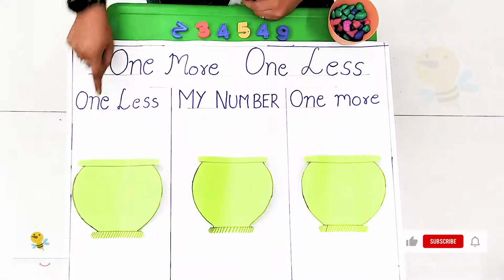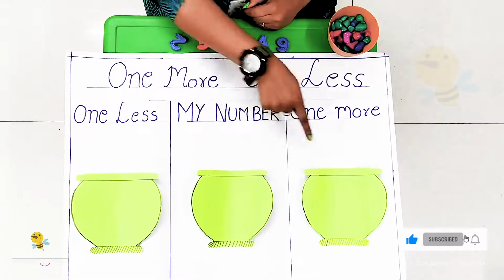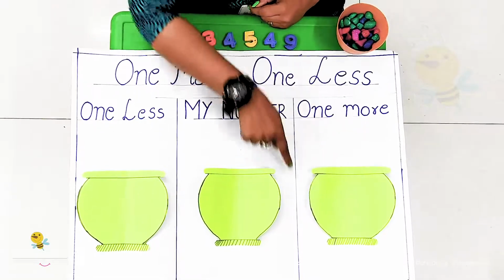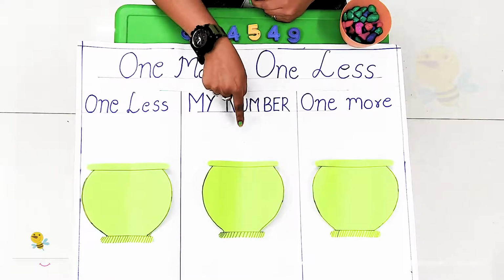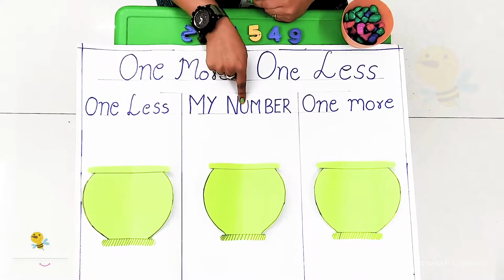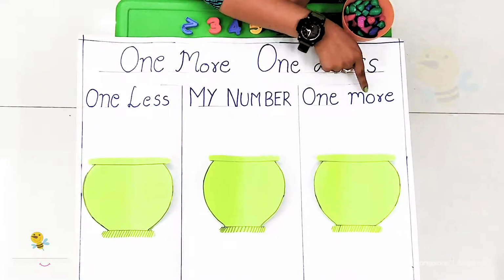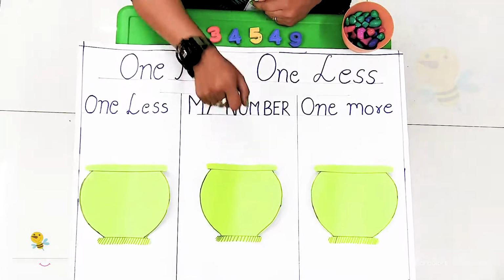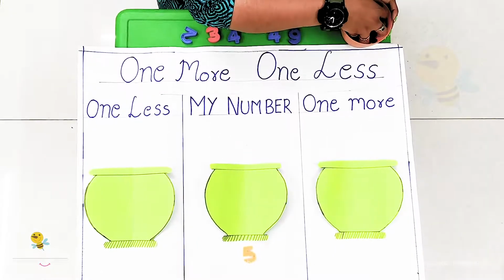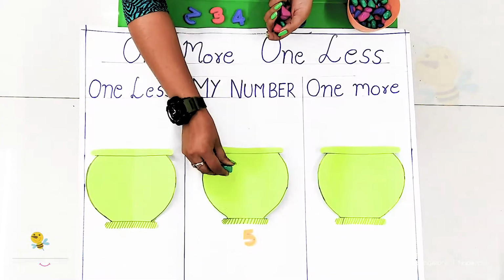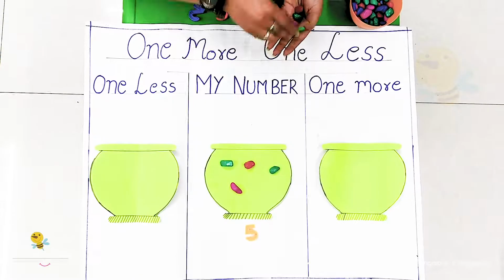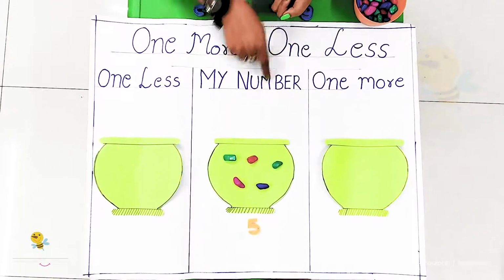So I have taken a chart here and made 3 columns. Each column has 1 bowl. So here is my number. The middle one is my number. And here we will find 1 less than my number, and here we will find 1 more than my number. So for example, we will take 5 as my number. We will put 5 pebbles inside the bowl. 1, 2, 3, 4, 5. So my number is 5.